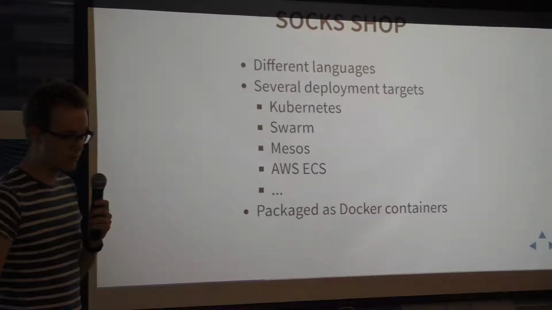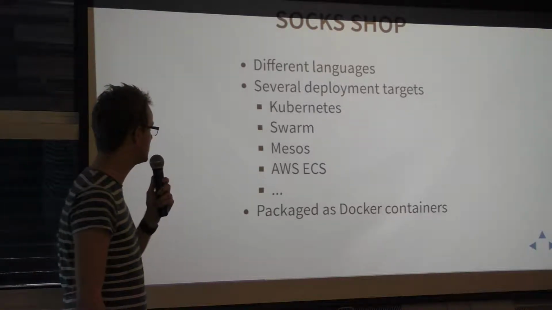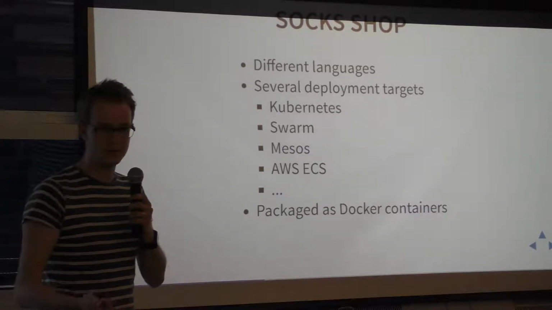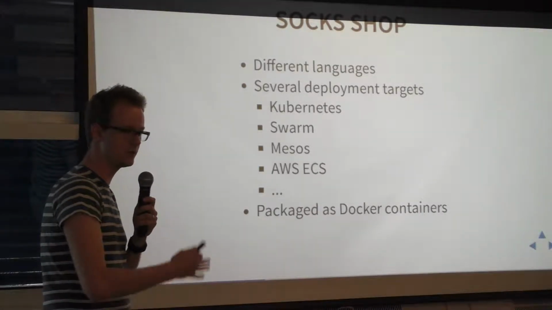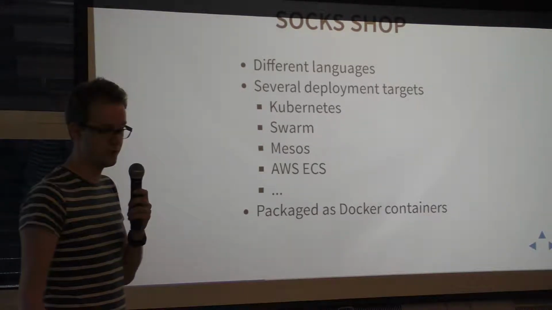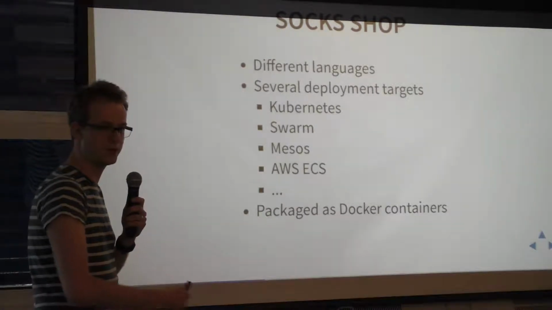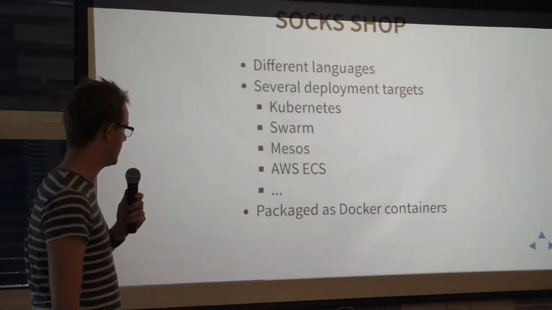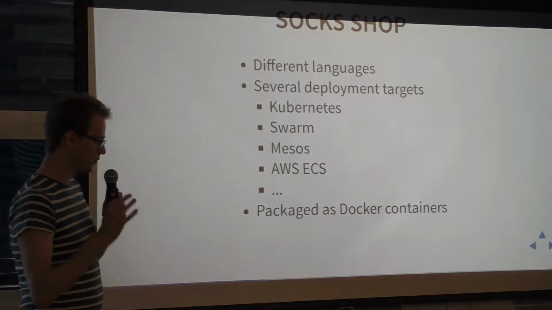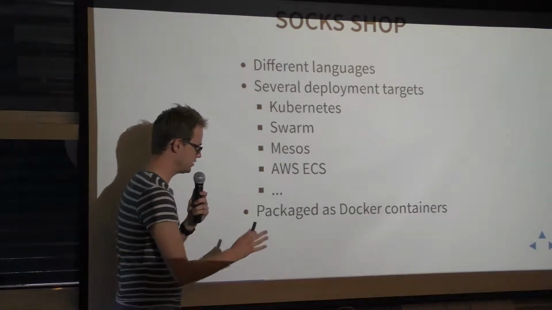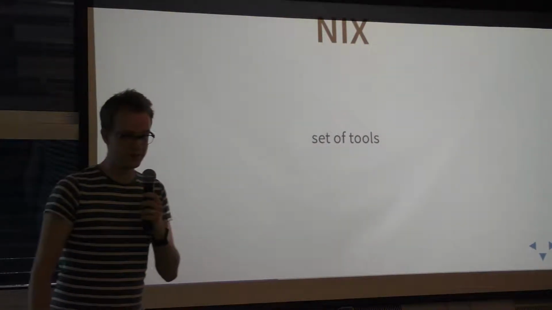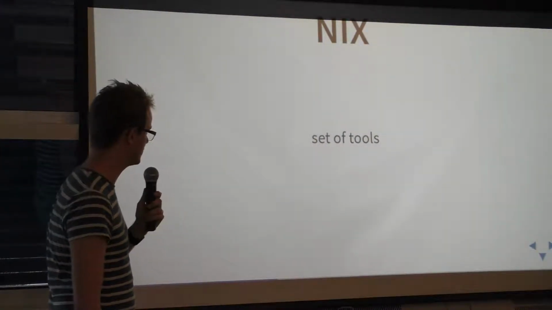So to summarize, this sock shop has many different languages, and not only that, there are actually manifests to deploy this one application on top of multiple targets: Kubernetes, Swarm, Mesos, ACS, the Elastic Container Service from Amazon, and some others that are not that relevant. But the main constant here is they are actually all packaged as Docker containers. And I want to change that. I've packaged them with a different set of technologies.